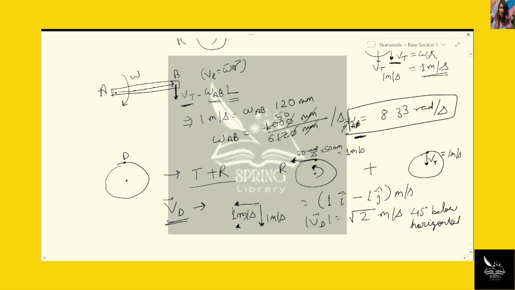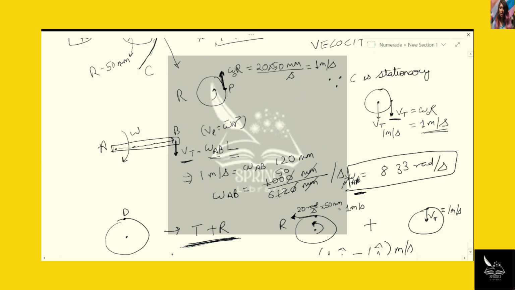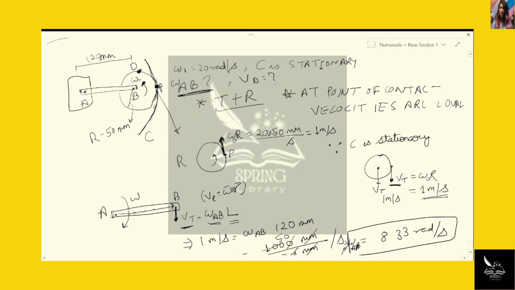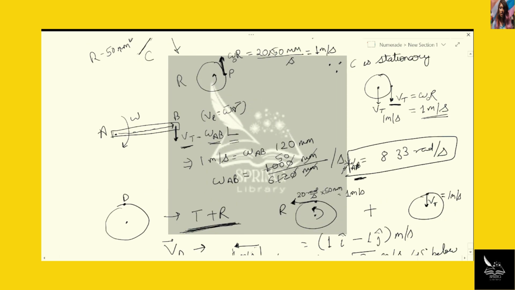So remember, the basic principle is always the same. As long as you can break velocity into translational plus rotational, and you equate the velocity at the point of contact, velocities are equal. As long as you follow these rules, you will always be able to solve any such kind of problem.